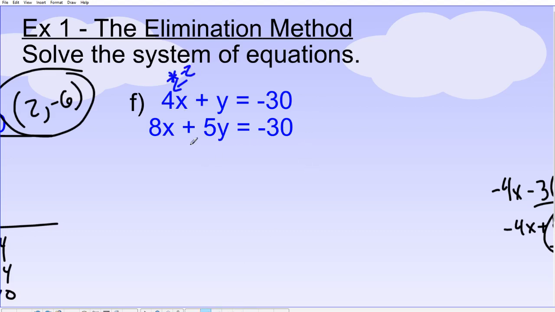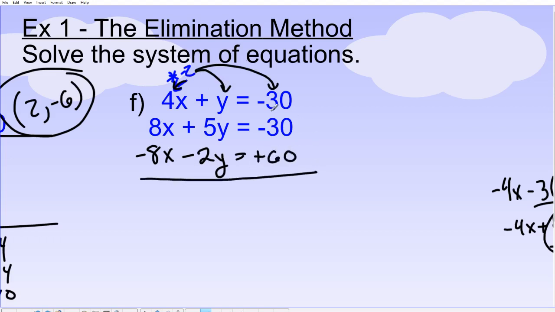So when I do that, my new equation is going to look like this. I'm going to just write it down here. Negative 8x minus 2y. That's negative 2 times y, equals negative 2 times negative 30, which is positive 60. So now, I don't need this equation anymore. Here's my new one right here. So I multiplied by negative 2, and now it looks like this. It is transformed.